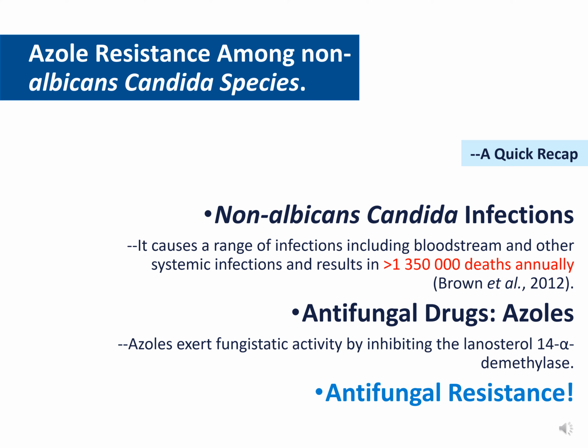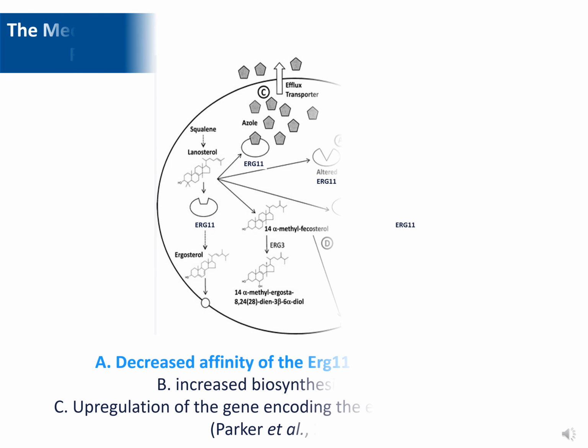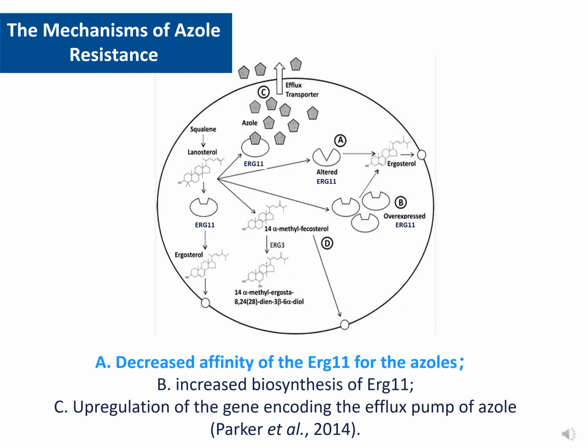Azole exerts its fungistatic activity by inhibiting the enzyme lanosterol 14-alpha demethylase, encoded by the ERG11 gene, which could block ergosterol synthesis and accumulate toxic sterol, which is produced by ERG3. So that brings us to the mechanism of azole resistance. The rise of antifungal resistance compromises the effective treatment of invasive fungal disease.